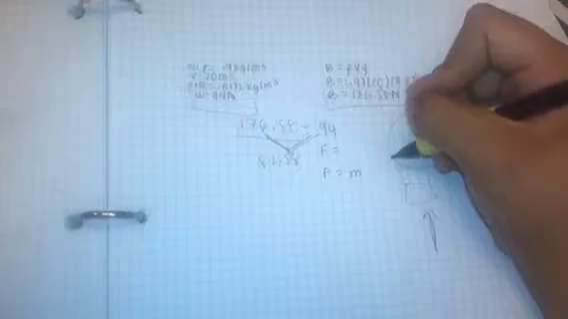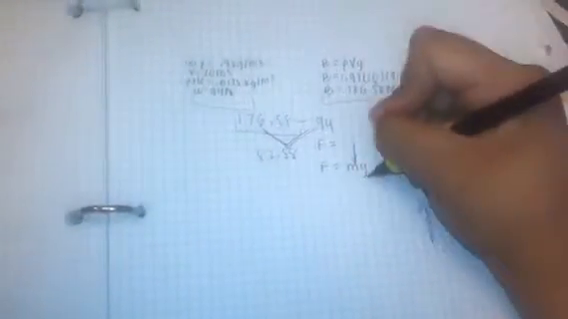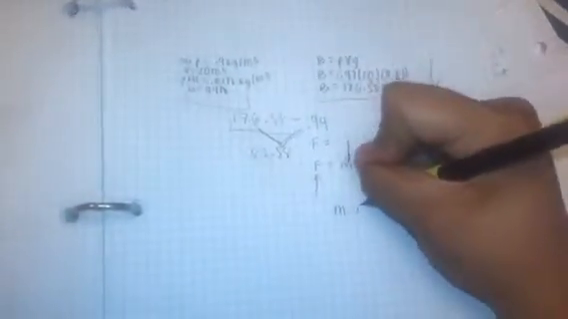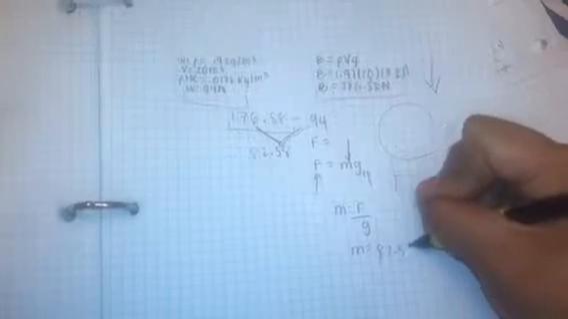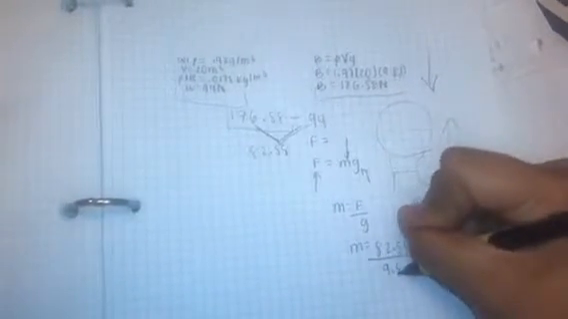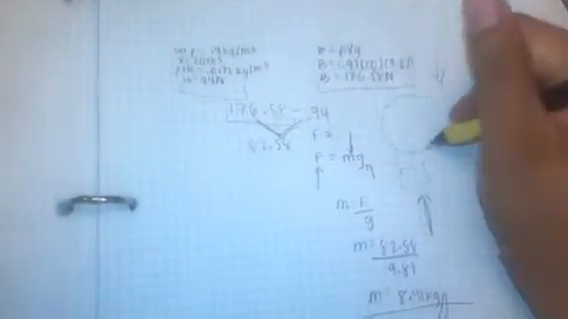Once we have the force, we can use this formula, that is force is equal to mass times gravity. We're going to calculate mass, we already have gravity, and we already have force, so mass is the same as force over gravity. So mass is the same as 82.58 over 9.81. Mass is equal to 8.41 kilograms. That's the extra mass we can upload to the balloon.